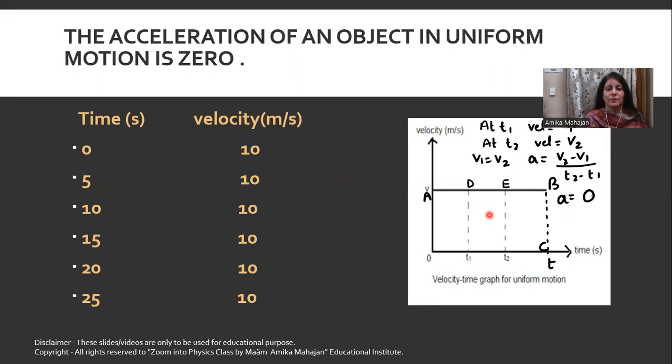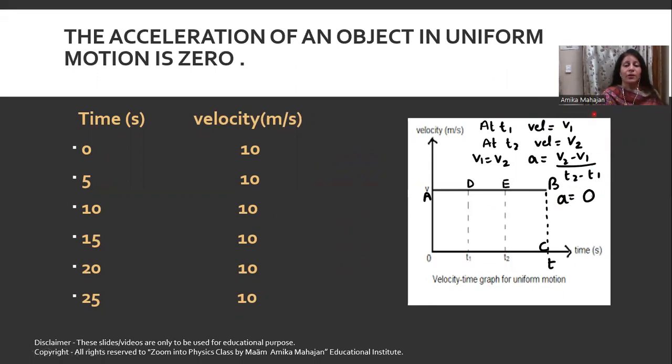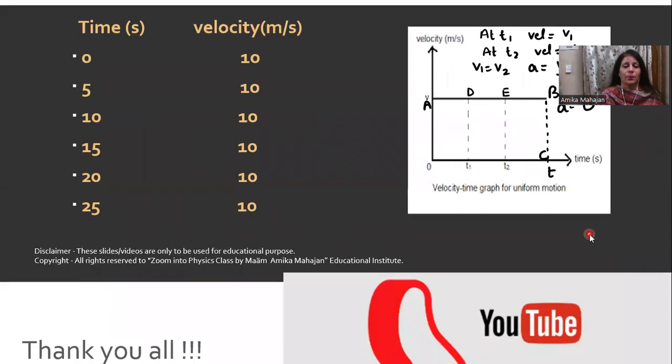Because body is moving with same speed. I am talking about straight line motion. So there is no change in velocity. Whenever velocity does not change, body is not having any acceleration. So acceleration in case of uniform motion is 0.